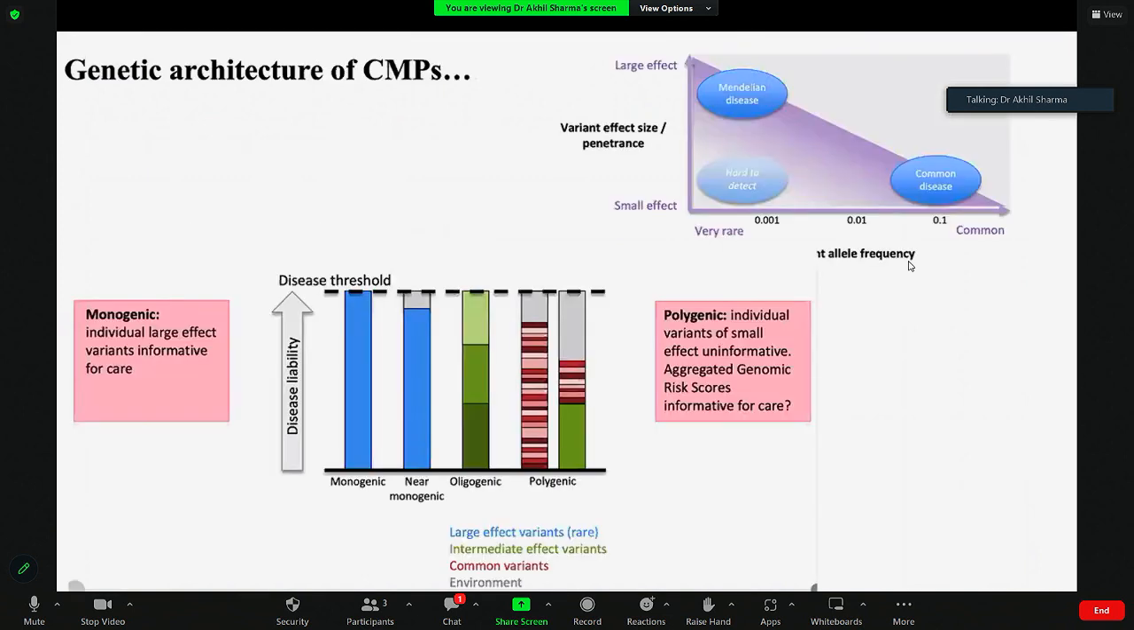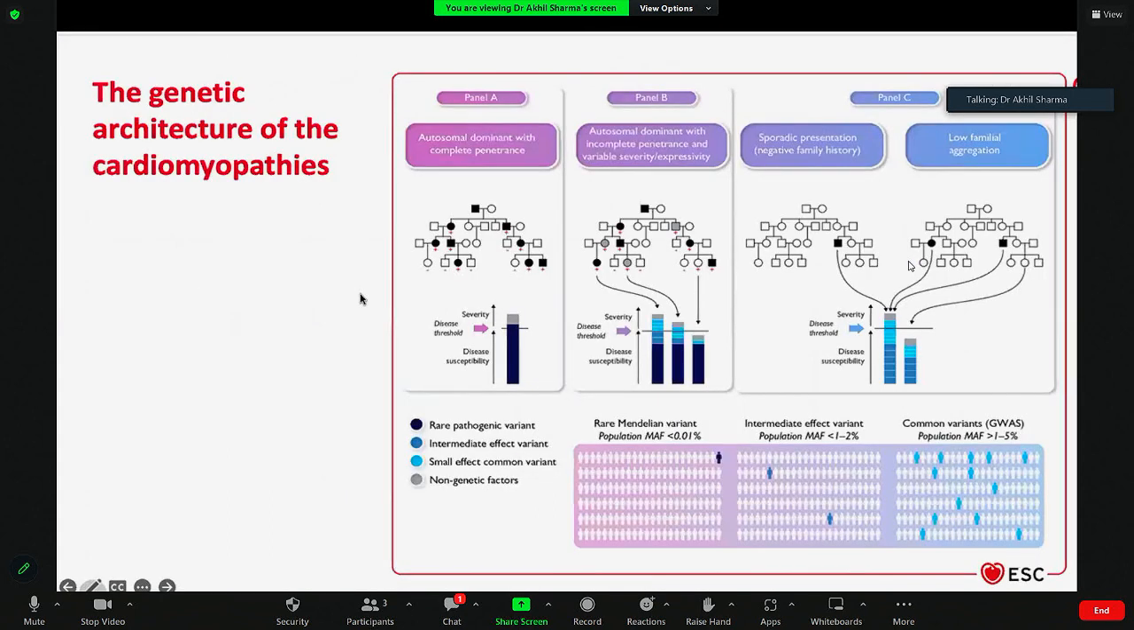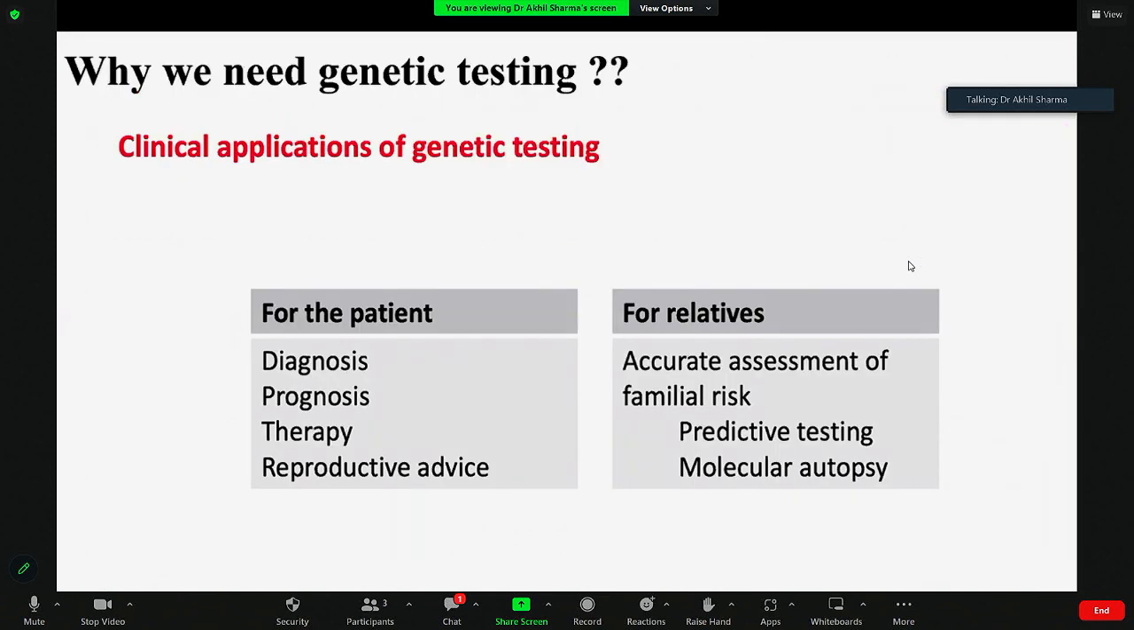I will try to answer all these questions. As we are all aware, any disease which has a large effect has a very rare incidence in our population, but a disease which has a very low impact on pathophysiology has a very common presentation. This is the Mendelian law of how we can have the presentation in our population. The presentation of different genetic diseases may be monogenic, near monogenic, oligogenic, or polygenic. It depends on the manifestation, when the disease crosses the threshold of disease manifestation. These are the different kinds of pedigree, showing how the patient can present and how we can identify the specific inheritance of the cardiomyopathies.